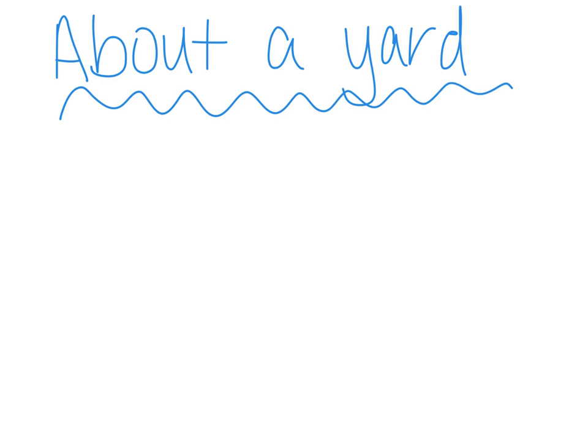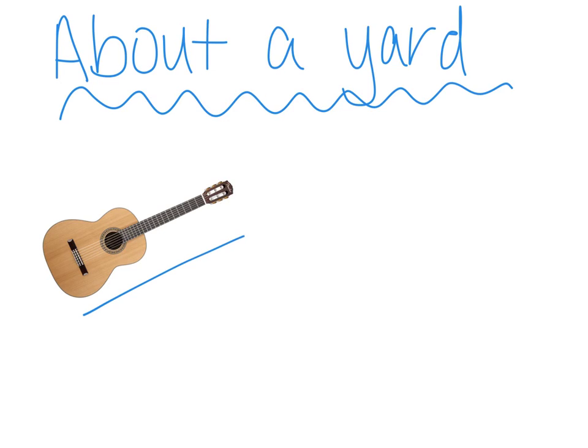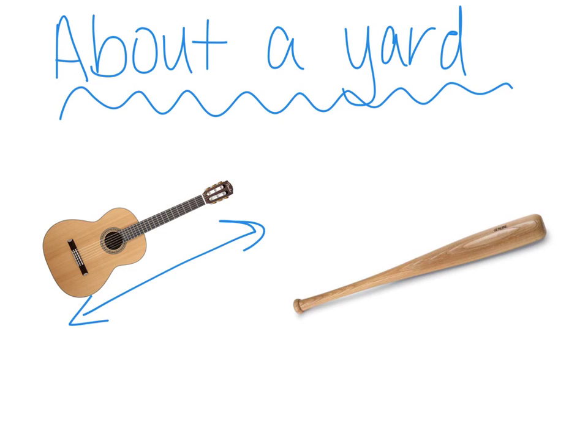So next we want to look at items that are about a yard or about 3 feet. And these items are going to be about 3 rulers put together end to end. So one of these is a guitar. A guitar is about a yard long. Another example is a baseball bat.